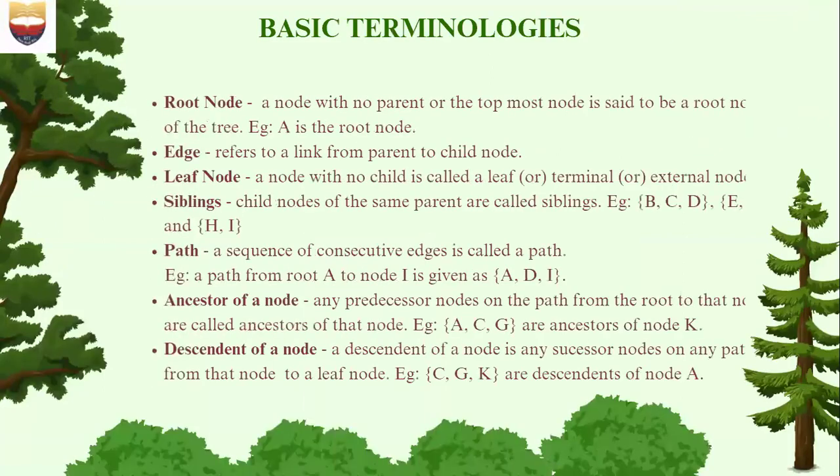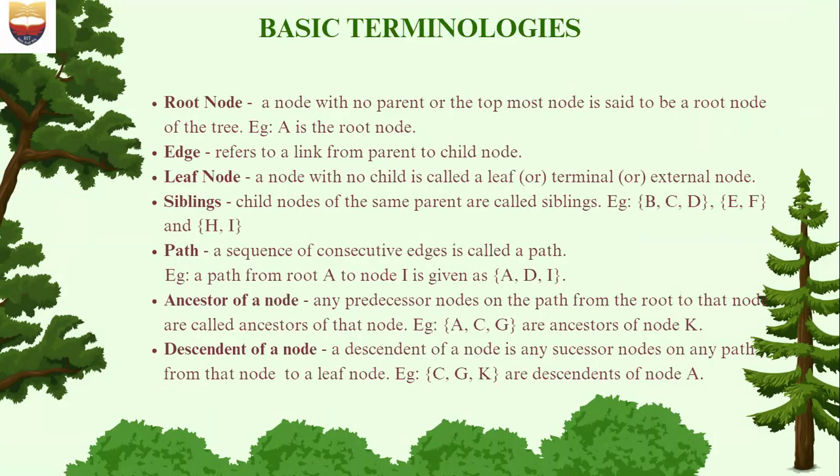Next, we are going to see some of the basic terms used in tree ADT. Let us see one by one. We are going to start with root node. The root node of the tree is the node with no parent or the topmost node in the tree. There can be at most one root node in a tree.